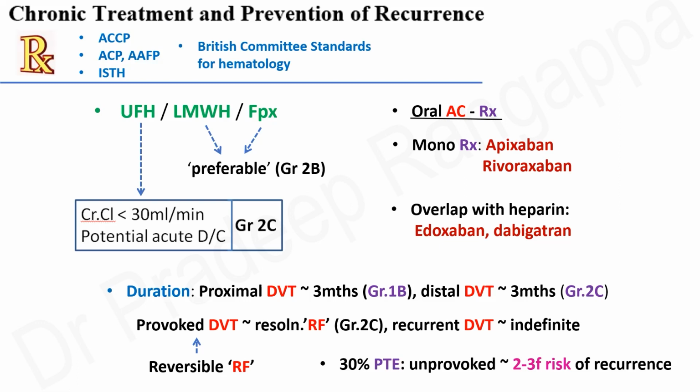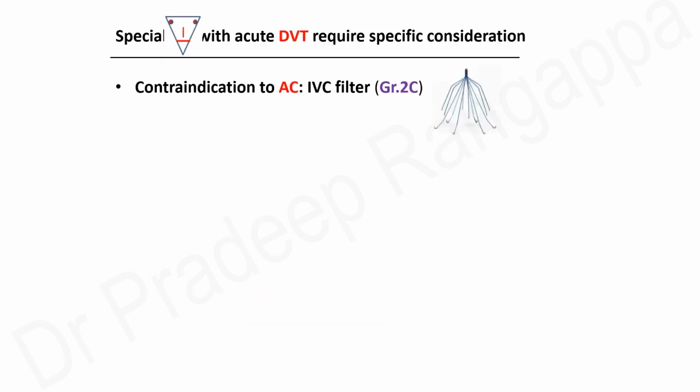So 30% of the PE was found to be due to unprovoked reasons. Any pulmonary embolism which is not provoked, which means there are no clearly defined underlying risk factors that can be reversed, has a 2 to 3-fold increase in the risk of recurrence. So unprovoked is more troublesome because the recurrence rate is much higher as compared to the provoked. Provoked means you have a definitive underlying risk factor which can be corrected.